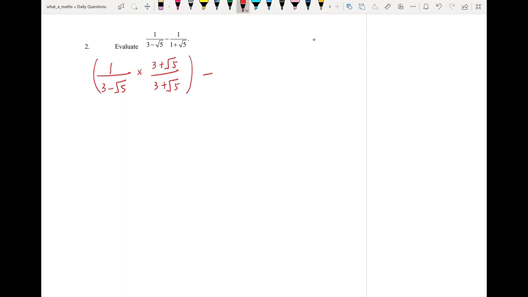Then I solve the one with minus. This is 1 over 1 plus surd 5. I multiply with 1 minus surd 5, everything over 1 minus surd 5. So now I'm going to expand, I'm going to multiply them. Numerator with numerator, denominator with denominator.